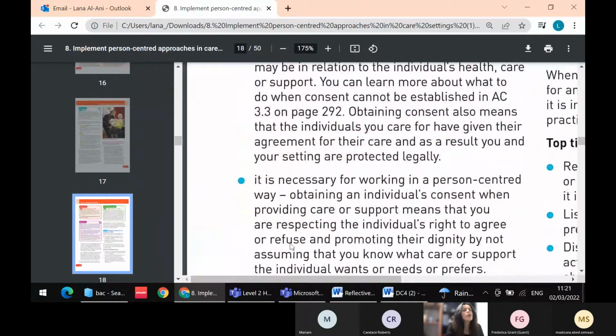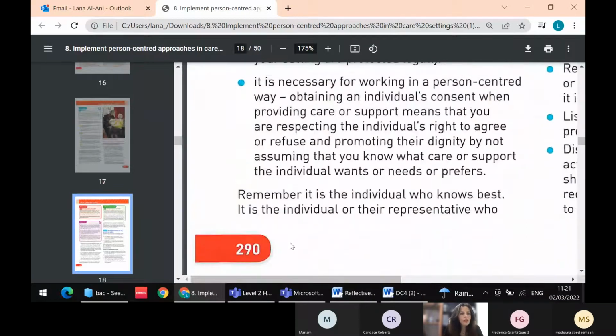Also, it is necessary for working in a person-centered way. Obtaining the individual's consent when you provide care or support means that you're respecting them, respecting their rights, respecting their agreeing or refusing, and promoting their dignity. You're not assuming what they want and just following it. You need to respect their own rights, their own wishes, their own beliefs.